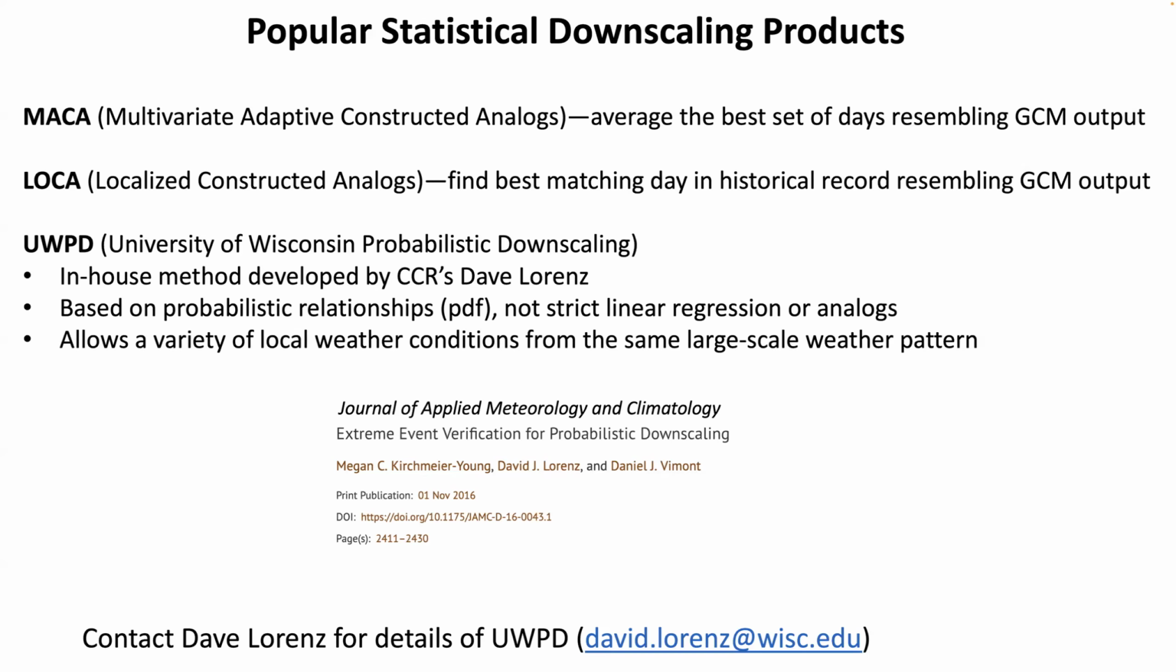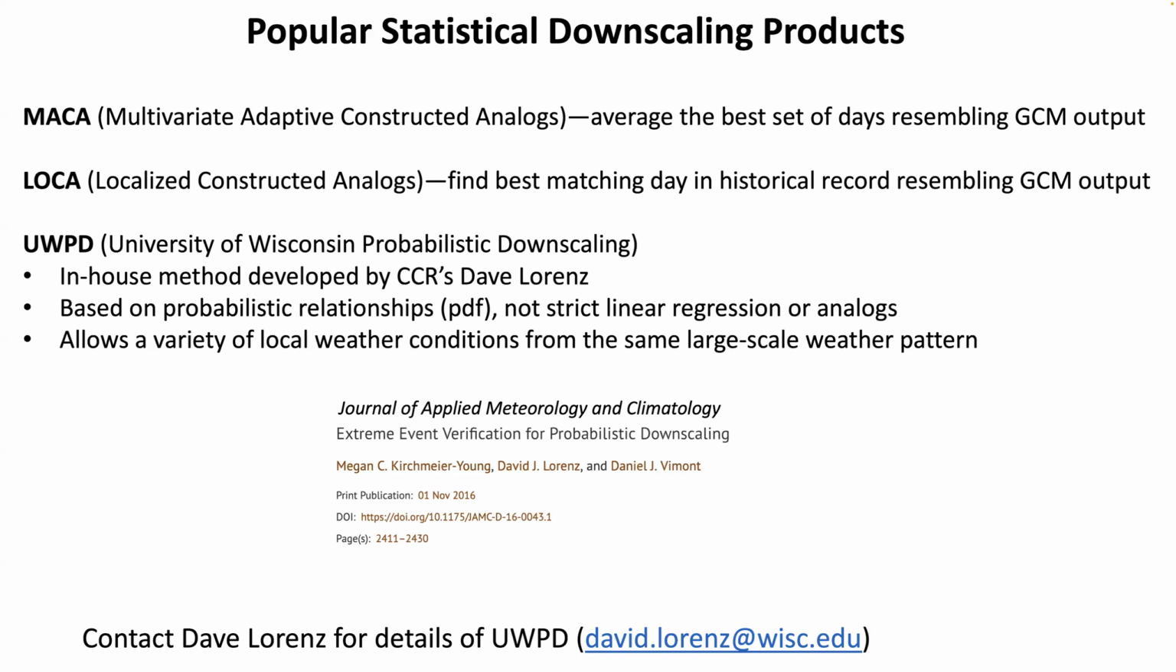So these are downscaled products that rely on historical analogs. So you look for a set of days or a single day in the observational record that resembles the GCM output or a reanalysis output, we'll say. So that's MACA. LOCA would be a single day, so very much analogous.